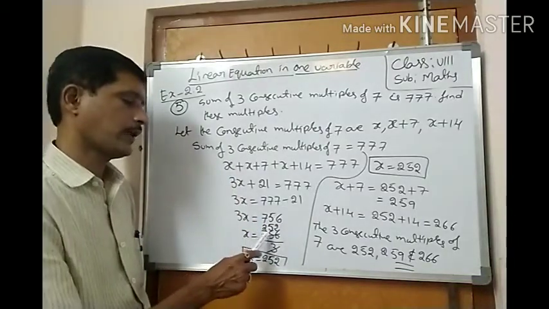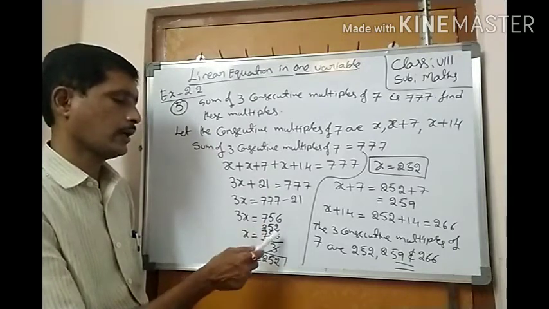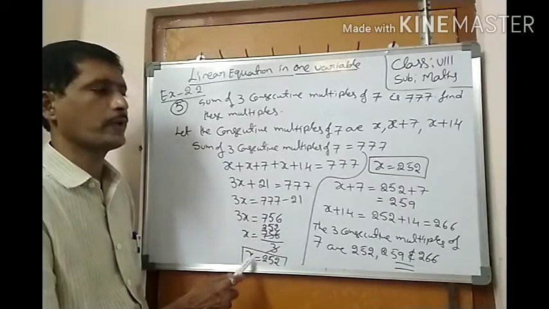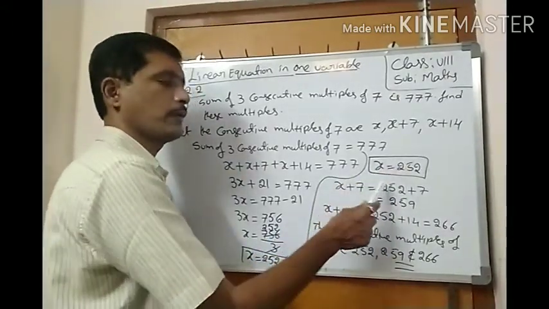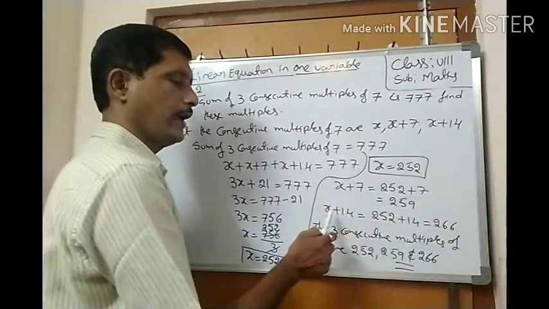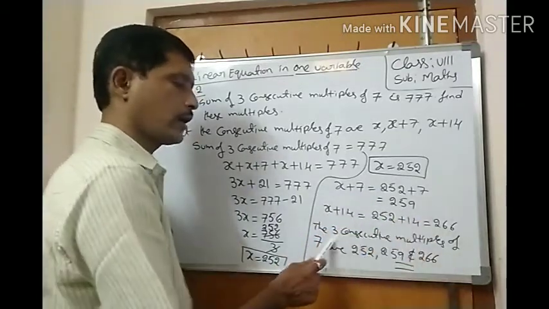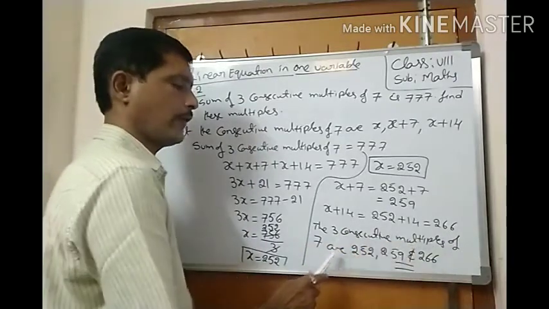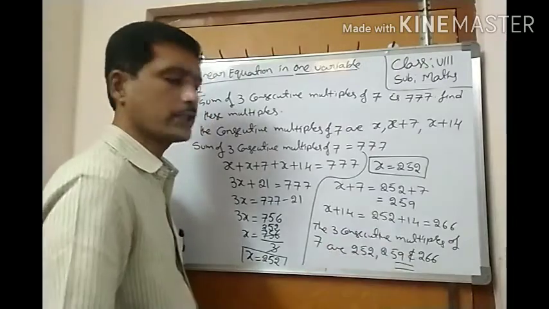x equal to 756 by 3. 3 2s are 6, 1 5, 3 5s are 15. Next 3 2s are 6, that is x equal to 252. Here x equal to 252. Therefore x plus 7 that is 252 plus 7 that equal to 259. x plus 14 that is 252 plus 14 that equal to 266. The consecutive multiples of 7 are 252, 259 and 266.